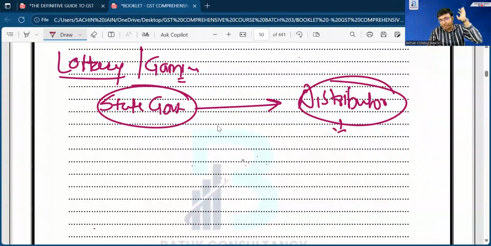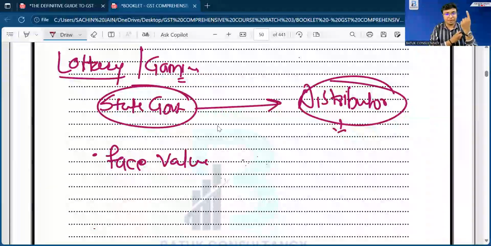Okay, so the government has given a specific scenario for the lottery. On a lottery ticket a face value will also be there: 10 rupees, 20 rupees, 50 rupees, 500 rupees, 5000 rupees. So always there will be a face value. In case of lottery, face value is one option on which you can pay GST.